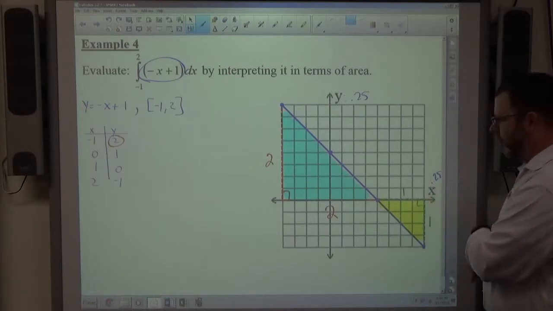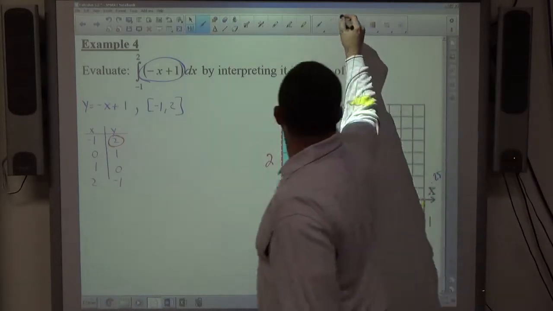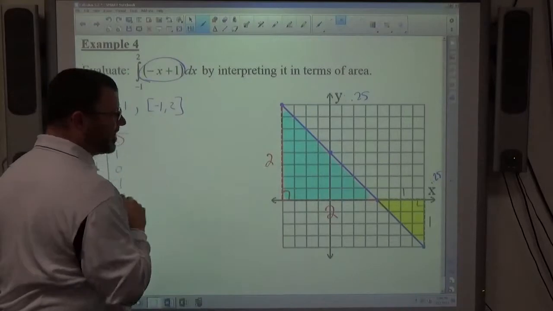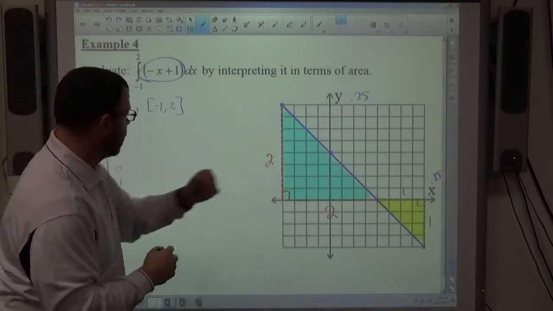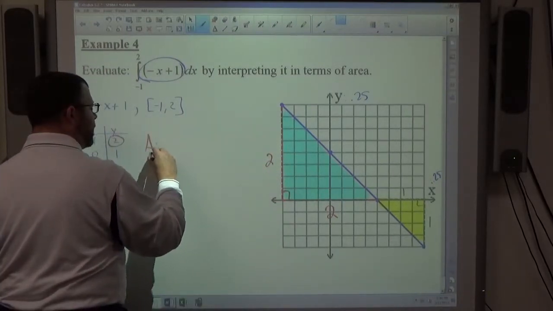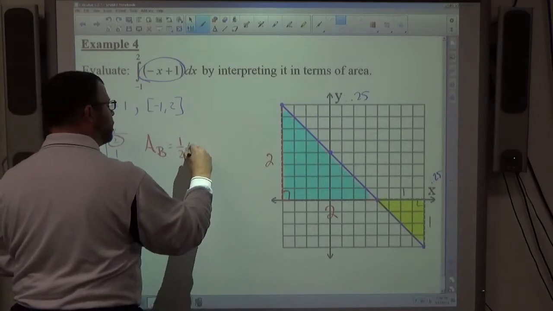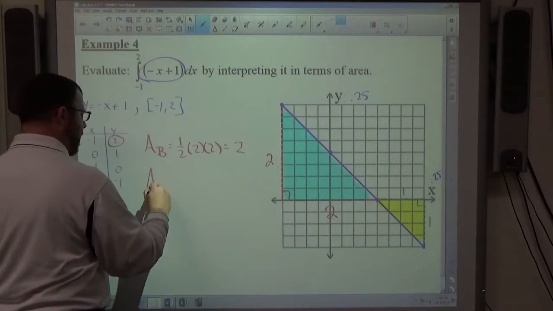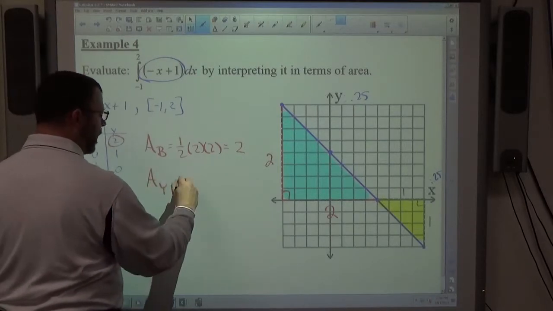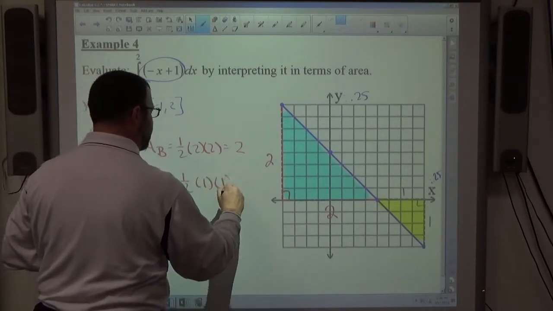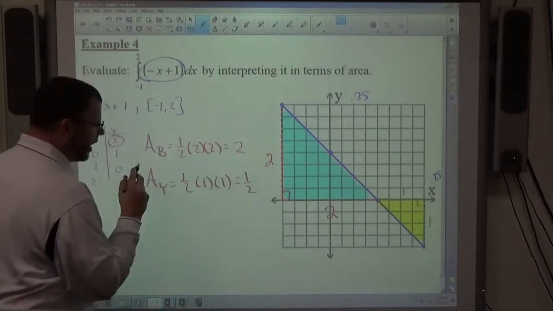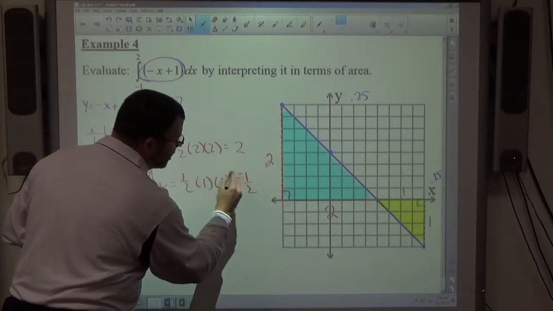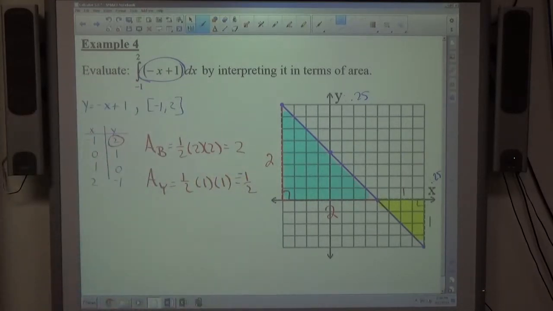So that triangle's dimensions are 1 by 1. So if we look at the two triangles, I'm going to go A sub B and A sub Y for blue and yellow. So A sub B is going to be 1/2 times 2 times 2, which is equal to 2. A sub Y, the yellow triangle, is going to be 1/2 times 1 times 1, which is 1/2. And again, the yellow triangle is underneath the x-axis, so it's actually going to be a negative 1/2, where the blue triangle above is going to be a positive 2.